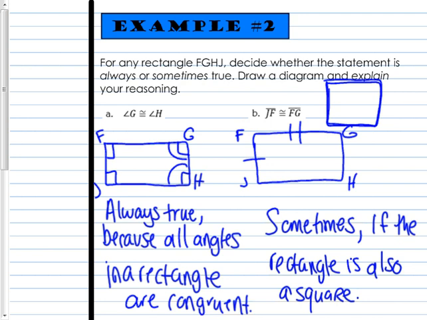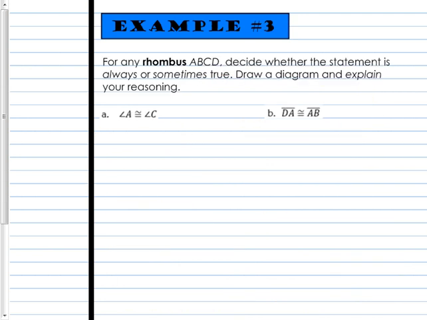Was that for example two? Example three, doing the same thing with a rhombus. So take a moment and actually try to do that. At least draw, sketch out the rhombus, and then see if you can decide whether it's always true or sometimes true, and go from there.